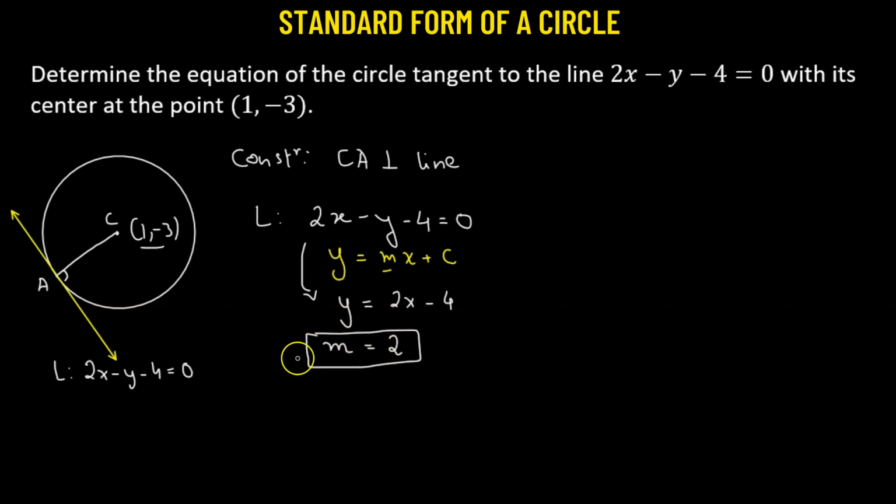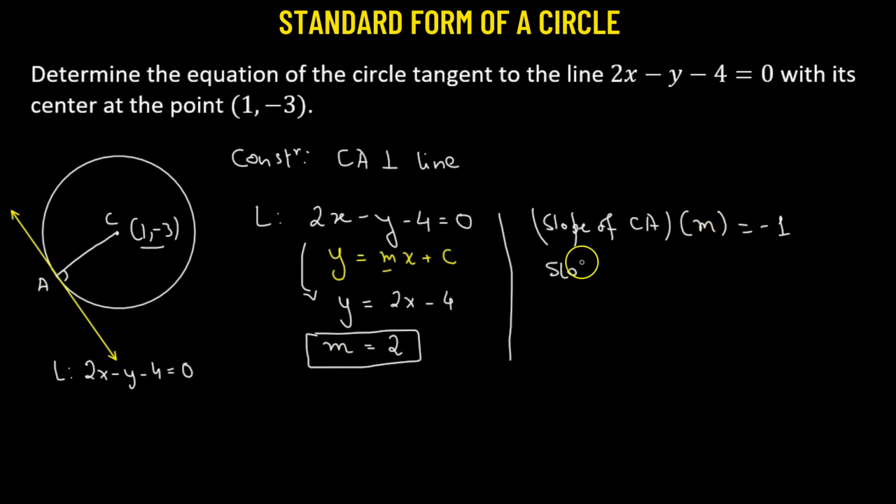Now there is a property: if we have two lines that are perpendicular to each other, then the product of their slopes is equal to negative 1. Meaning the product of the slope of the line CA times m, the slope of the line L, is equal to negative 1. Since we have found the value of m, we can determine the slope of line CA. The slope of CA is negative 1 over m, and our slope m is 2, so the slope of line CA is negative half.